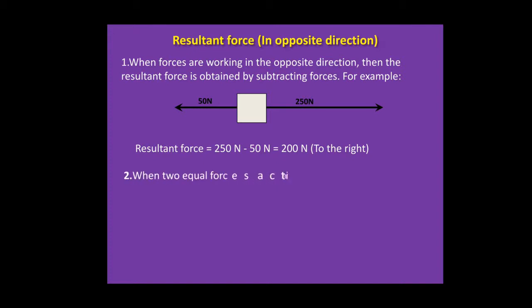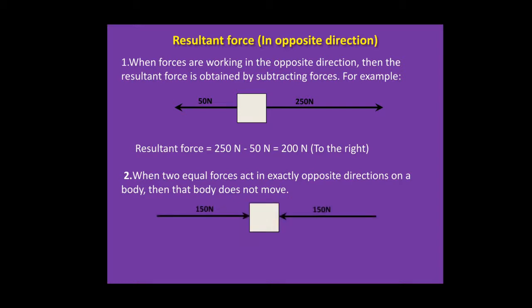But look at the second condition. When two equal forces act in exactly opposite directions on a body, then that body doesn't move. What does it mean? Look at here. In this object, the two forces are working in the opposite direction, but both forces are the same. First one is about 150 Newton from the right side, and another force is working to the left side and it is also 150 Newton.